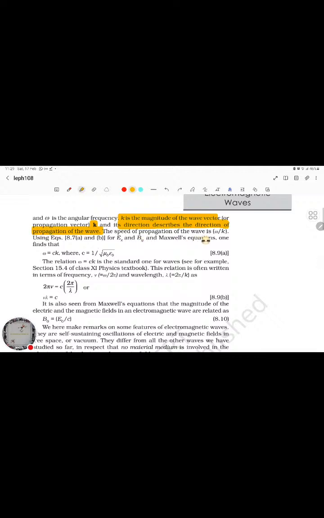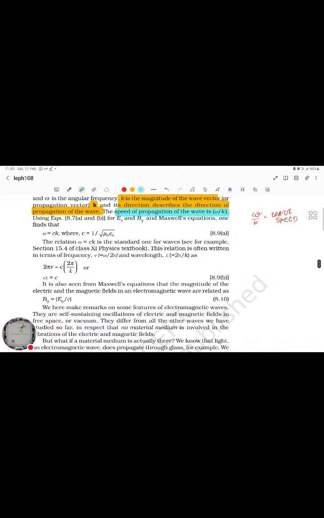The speed of propagation of the wave is omega by k. So the speed of propagation is omega by k. That's the wave speed. Using equations 8.7a and b for Ex and By and Maxwell's equations, one finds that omega is equal to ck, where c is 1 by root of mu naught epsilon naught.